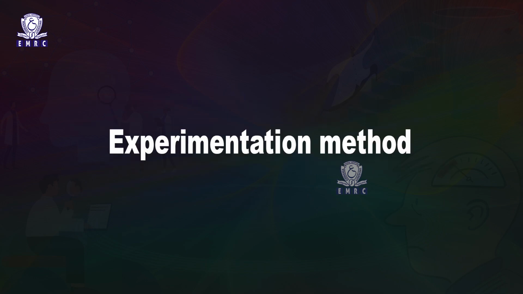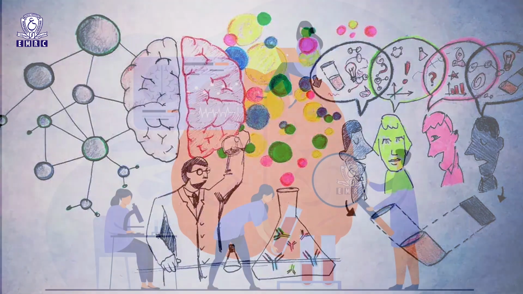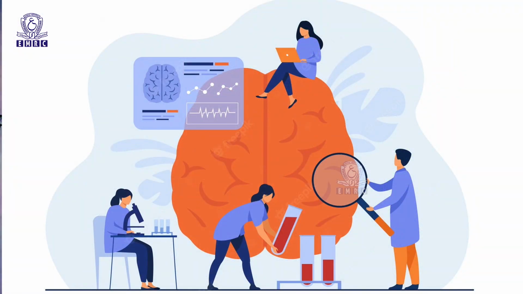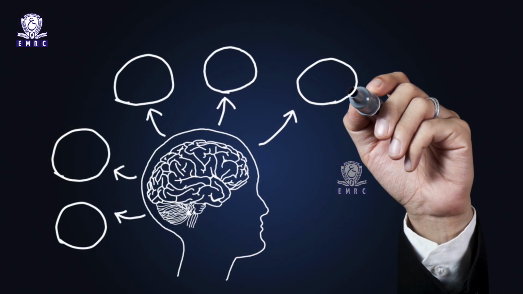Then we talk about the next research method, which is the experimentation method. We have studied the introspection method and observation method used in educational psychology. But these methods lack scientific objectivity and validity. The experimental method is the most scientific and objective method of studying human behavior. It is the method which is responsible for assigning the status of science to psychology. Let us learn more about this experimentation method now.